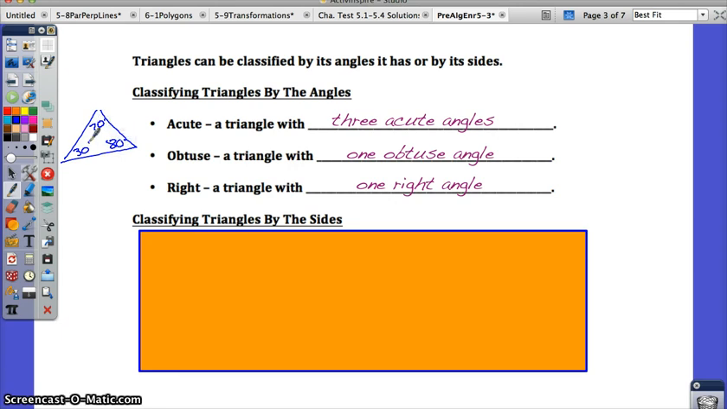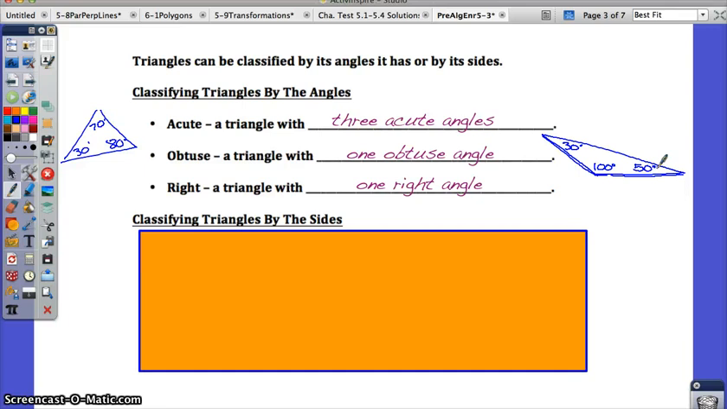An obtuse triangle is a triangle with 1 obtuse angle. So it only has to have 1 obtuse angle. In fact, a triangle could never have more than 1 obtuse angle, because thanks to the triangle sum theorem, we know we can only have 1 angle over 90 degrees. Otherwise, when you add up your 3 angle measures, you would be over 180, and that can't happen. All of the angles must add up to 180. So maybe your obtuse angle is 100 degrees, it's more than 90, and then you have 30 and 50. So the other 2 angles are always going to be acute. If it has 1 obtuse angle, though, you still call it an obtuse triangle.